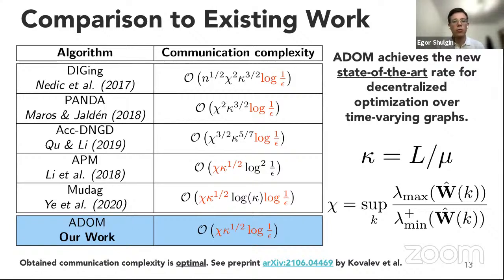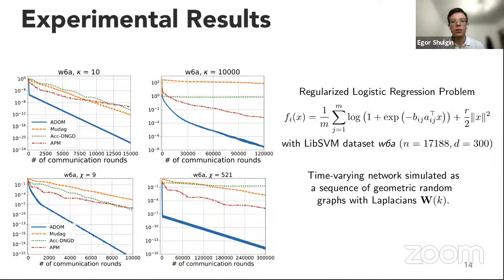Next, I would like to move to some experimental results. We compared with the best previous methods on the L2 regularized logistic regression problem for different optimization and network parameters, chi and kappa. Kappa characterizes the condition number of the problem, and chi characterizes the condition number of the sequence of communication graphs that we used.